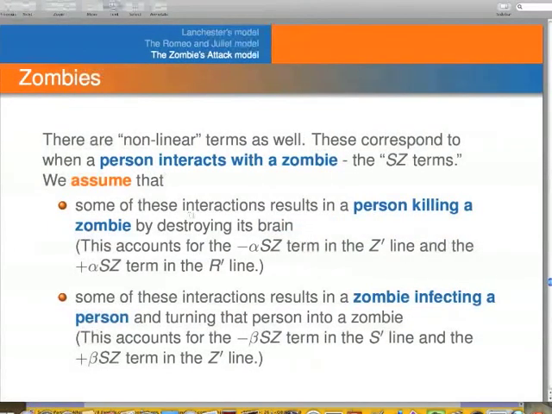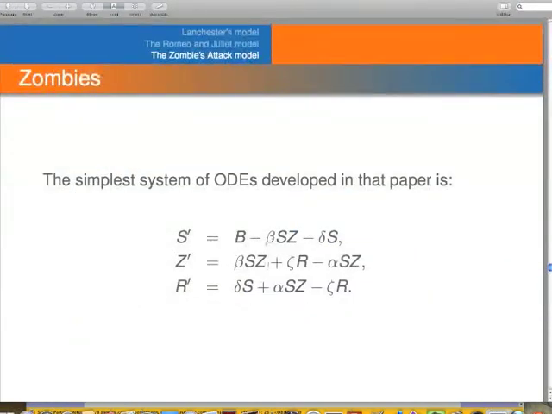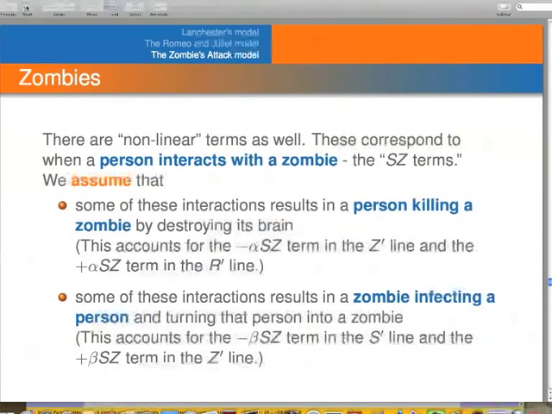And then there's some other terms that correspond to interactions. There's this term here that corresponds to a person killing a zombie by shooting it in the brain. The people represented by S will interact with the zombies represented by Z roughly in proportion to the product SZ. And that's where this is called an interacting term. And there's some probability, we'll call it alpha, that some of these interactions will result in a zombie being shot in the brain, and then they get put into this removed population.